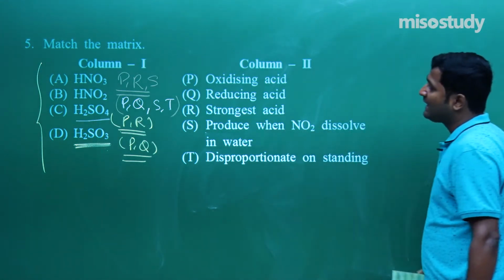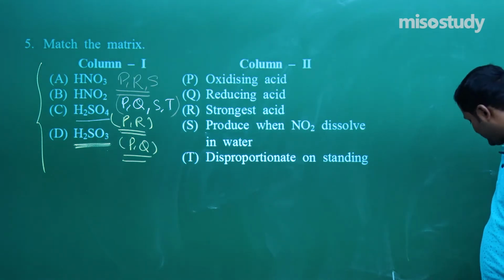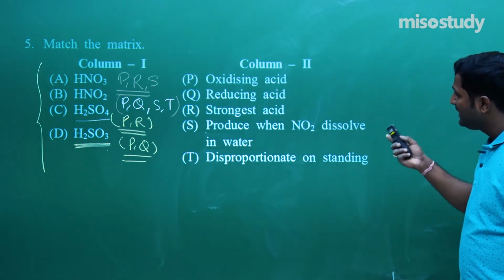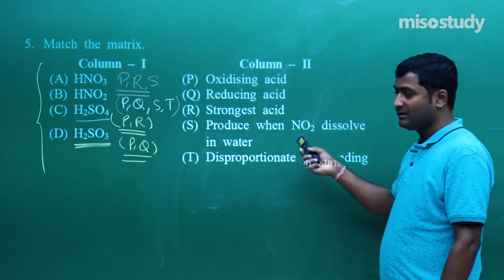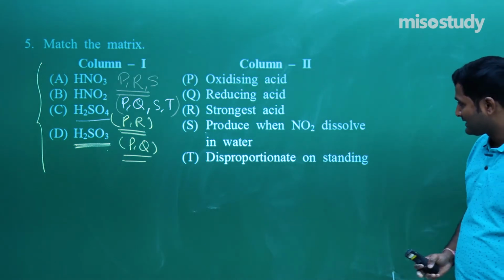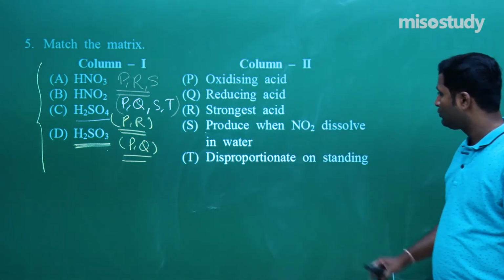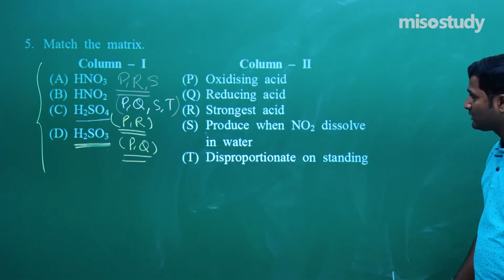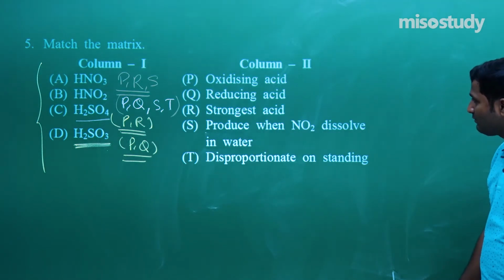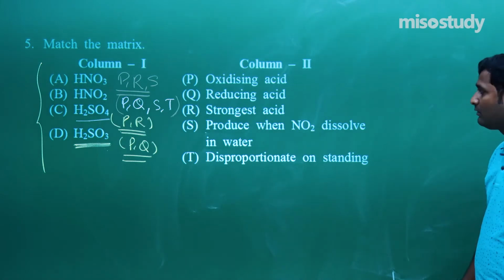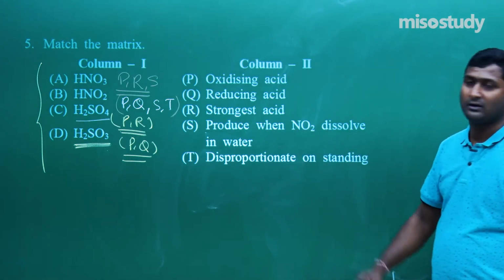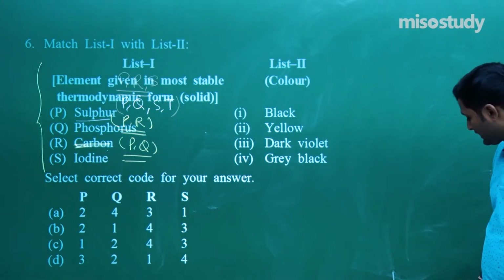This is PRN, PQS and T, PNR and PNQ. Again I am repeating, P is the oxidizing acid, that is the strongest acid, and S is produced when NO2 dissolves in water, that is PQS. Okay, for HNO2, PQS and T. For H2SO4, P and R. For H2SO3, that is P and Q. Now, friend, let's move to the next question.